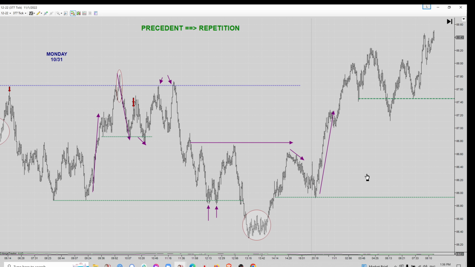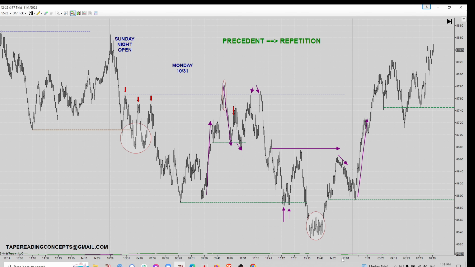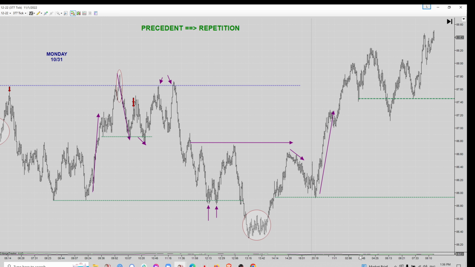Moving into the Tuesday session, we found very strong follow-through momentum. You can see that the area previously of resistance here is now acting as support within the Tuesday session, with the market establishing a pattern here, an inverse head and shoulders.